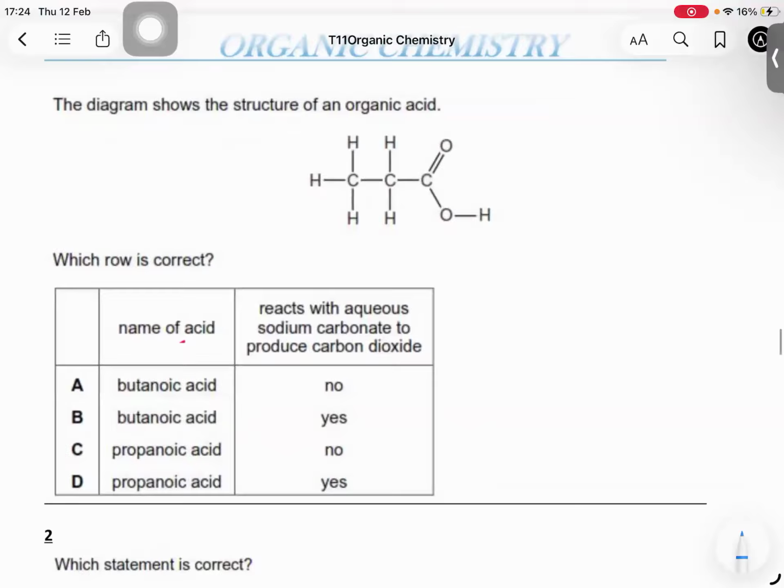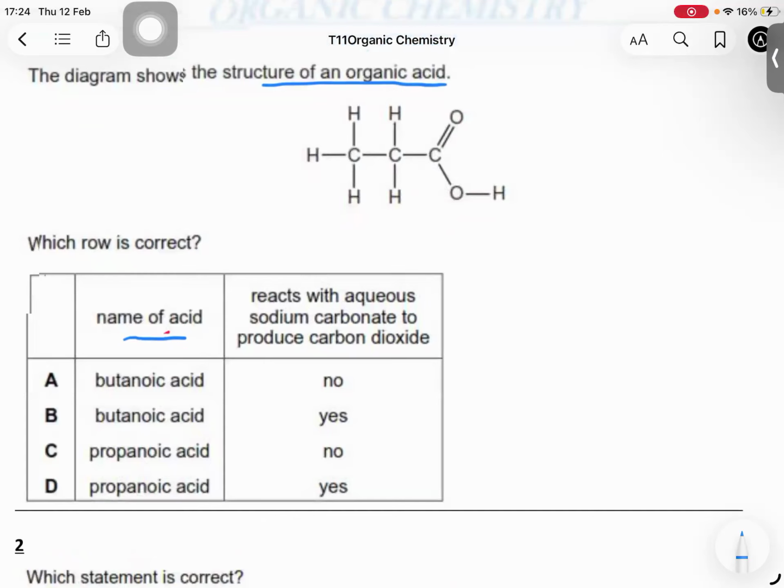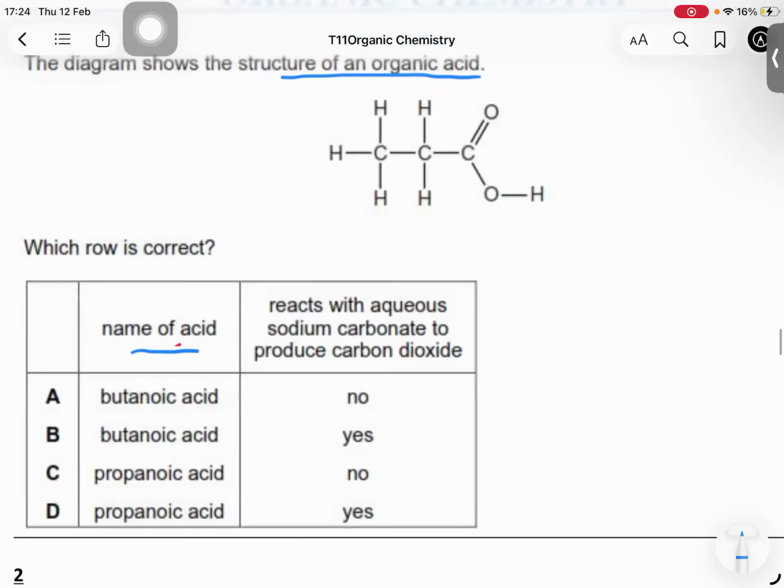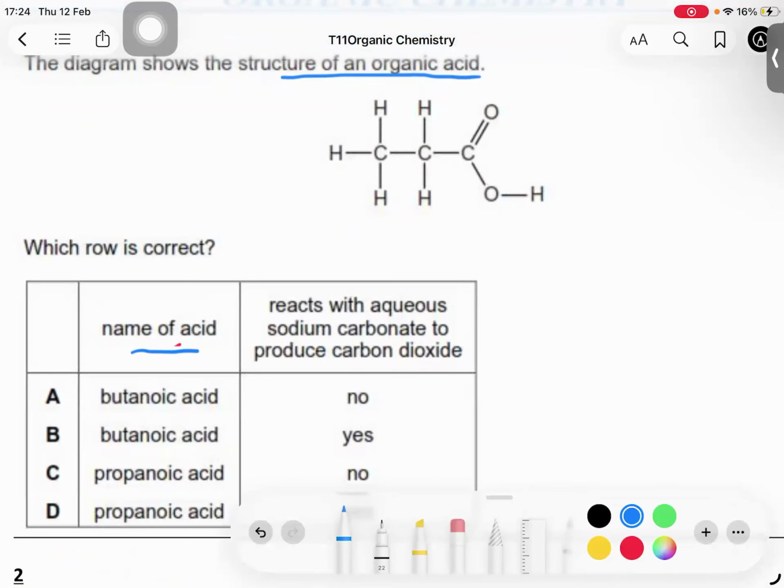The diagram shows the structure of an organic compound. Which row is correct? The name of the acid and reacts with sodium carbonate to produce carbon dioxide. So if you look at the structure of this organic compound, first of all, whenever you look at an organic compound, you need to identify the functional group because all your thinking is actually based on the functional group. Then the properties come to your mind.